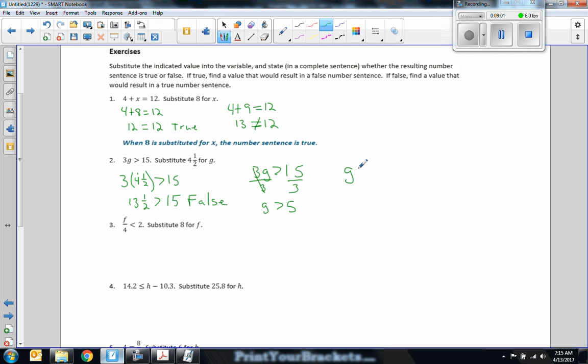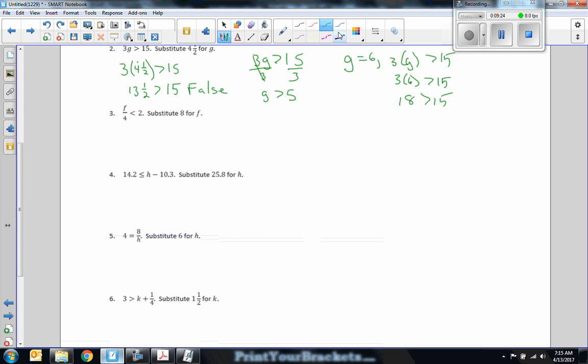So my example would be, when g equals 6, I should say. So when g equals 6, comma, 3 times g is greater than 15, because 3 times 6 is greater than 15. 18 is greater than 15. Okay? Alright, next question. F over 4 is less than 2.